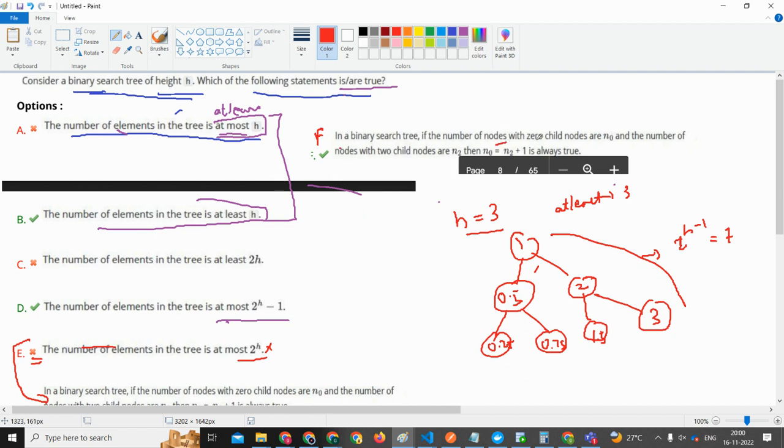In a binary search tree, the number of nodes with 0 child nodes is n0. So we can see that the number of such nodes here in this case is 4, the lower ones. And the number of nodes with 2 child nodes is n2, which in this case is 3. So n2 equal to 3 and n0 equal to 4. Then n0 equals n2 plus 1 holds true. That always is true.